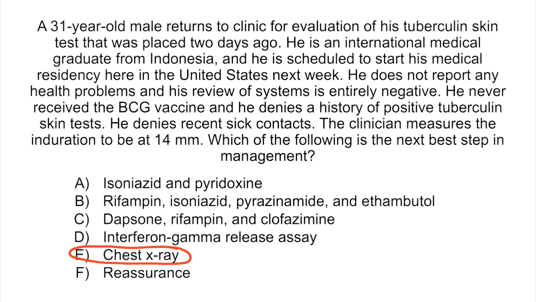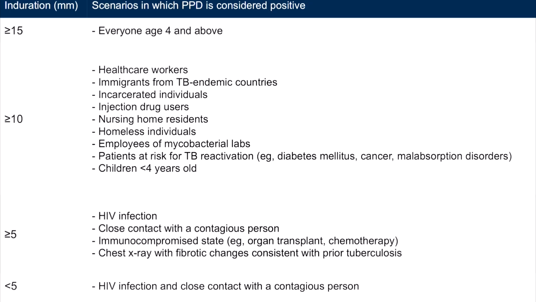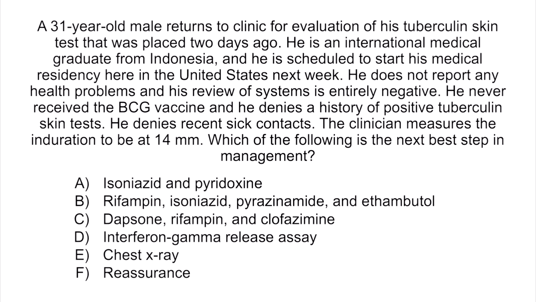Chest X-ray. This is a case of an international medical graduate who is a recent immigrant to the United States with a 14 millimeter induration following placement of the tuberculin skin test. Recall from this table that immigrants from TB endemic countries such as Indonesia are at a higher risk for having TB. As a result, a lower induration cutoff of 10 millimeters is used to decide whether the tuberculin skin test is positive or negative. So using a cutoff of 10 millimeters, this patient's induration of 14 millimeters is considered a positive tuberculin skin test, which means that he is harboring tuberculosis.